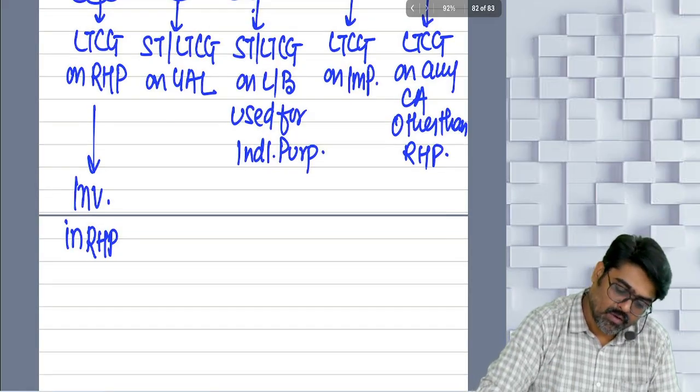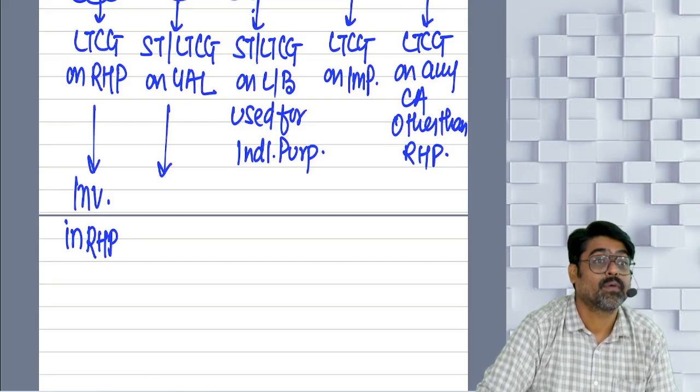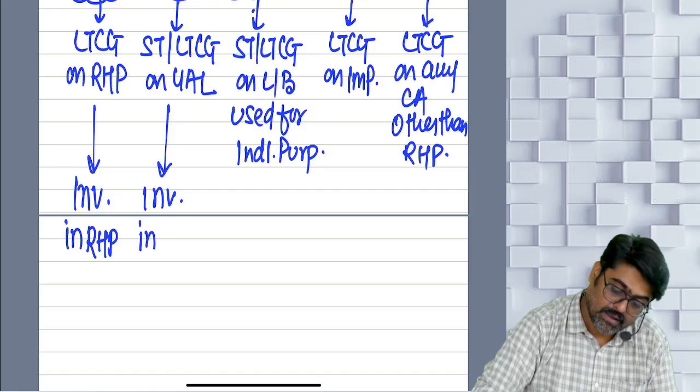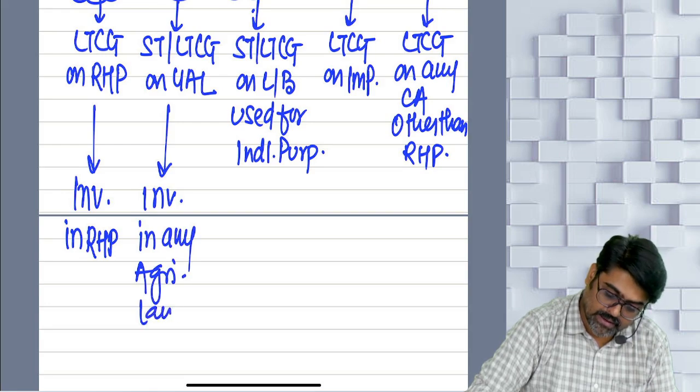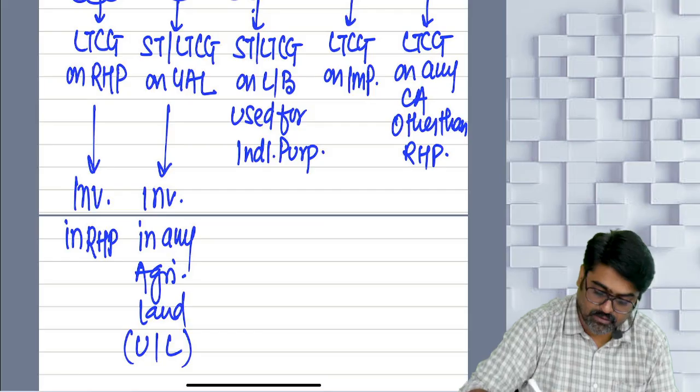Now, can you have short-term or long-term gain on urban agricultural land? Then invest that gain in any agricultural land. Any agricultural land. That agricultural land can be urban as well as rural.